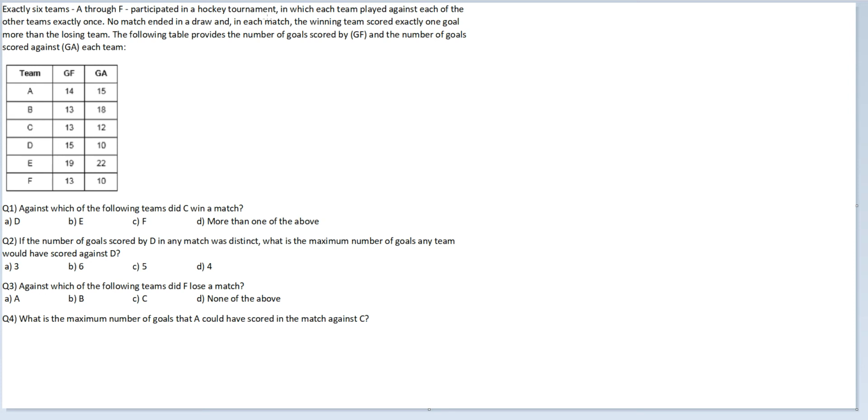No match ended in a draw, and in each match, the winning team scored exactly one goal more than the losing team. The following table provides the number of goals scored by, goals for, and the number of goals scored against, GA, each team. And then you have this table.